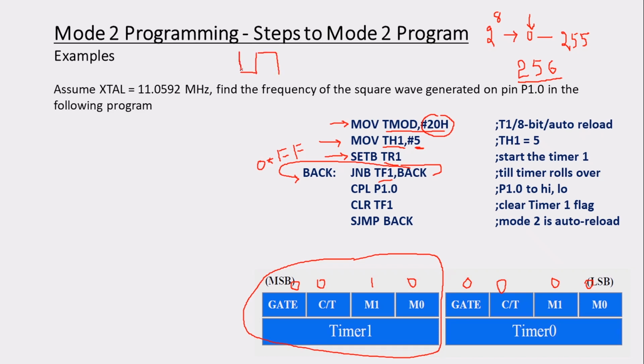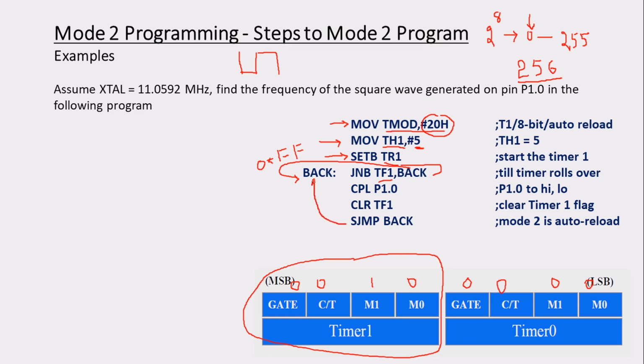Since they have said the thing to be a square wave, right? So this is going to be a square wave. So half of the clock cycle will be 0 and half of the clock cycle will be 1. That is why they have generated this particular delay for half of the clock cycle, and then I need to complement so that it goes to logic 1. That is why they have given complement P1.0. Okay, once we come out of the loop, what we need to do? We need to clear our TF flag, and then I need to go back where?